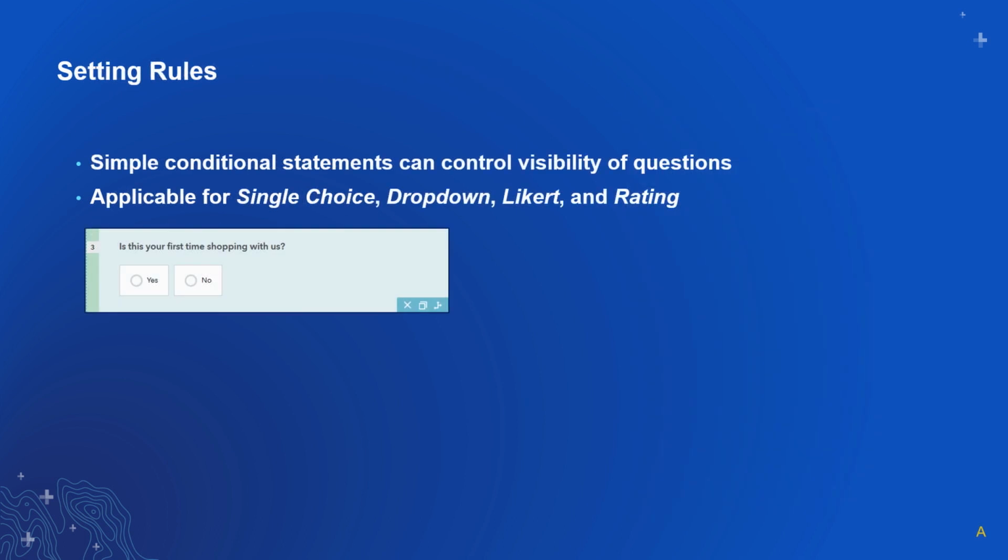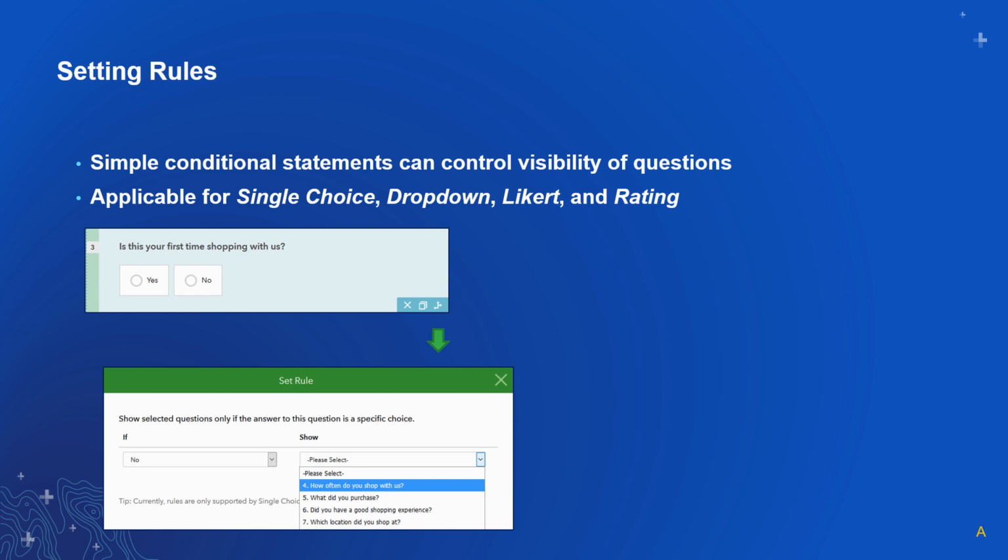You can also set rules and apply conditional statements on questions. This will control the visibility of your questions depending on the answer to a previous question. For example, here you can see that if we have a question asking about, is this your first time shopping with us, and have either yes or no as the answer. And now you can set the rules to show the next question as how often do you shop with us, only if the submitter chooses no as the answer for the previous question.